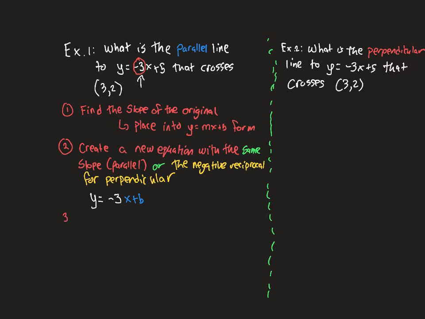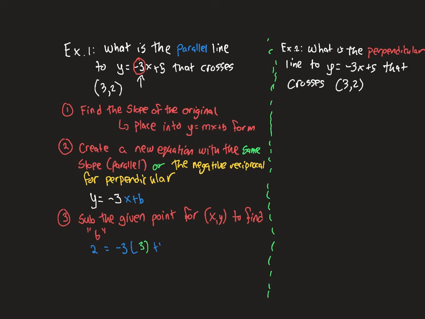And your third step, sub the given point for x and y to find b. Alright, so let's do that. I'm going to sub in (3, 2). So instead of y, I'm going to have 2, and instead of x, I'm going to have 3.